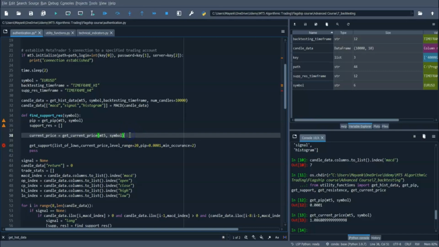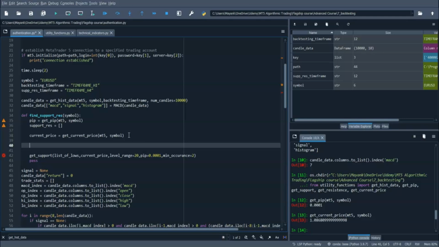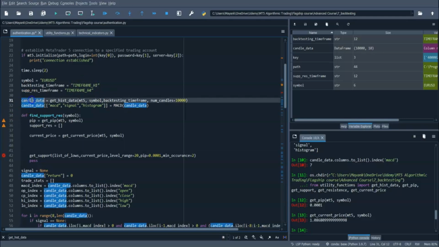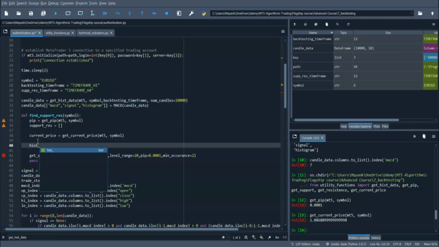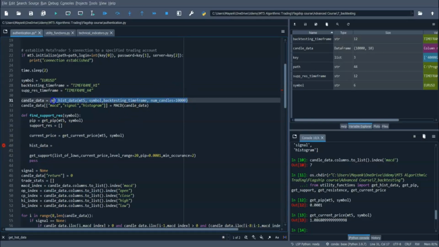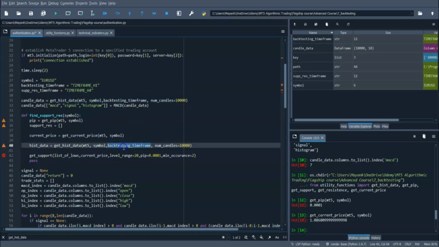Now the only thing that we need to find is the list of lows or list of highs, and for that we need the historical data. And we can't use the historical data that we got for candle data because that was for a backtesting time frame. Here we'll have to do it for the support resistance time frame. So historical data is equal to, let me copy the whole thing here, get his data. Instead of backtesting time frame, we'll have support resistance time frame. And the number of candles we'll have to change. We don't want to go so far back. Let us say 200. Actually, you should not be hard coding values in a function. So let us make this an argument.